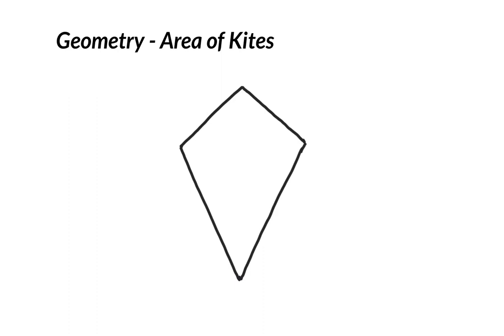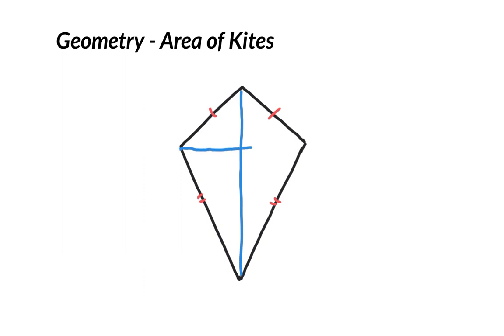Let's talk about how we find the area of a kite. Just as a quick reminder, a kite is a quadrilateral that has two pairs of congruent sides. Those congruent sides are adjacent rather than across from each other like a rectangle. Now, really, one of the defining pieces of talking about a kite is talking about their diagonals.